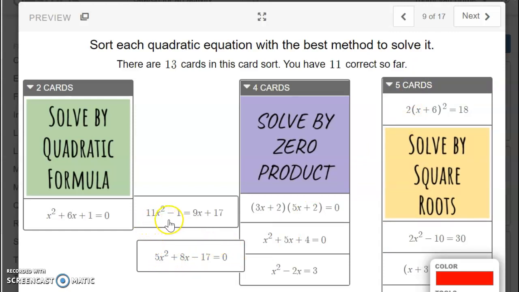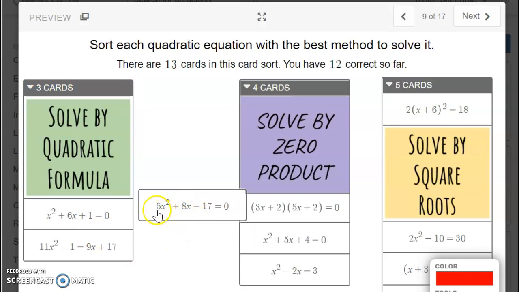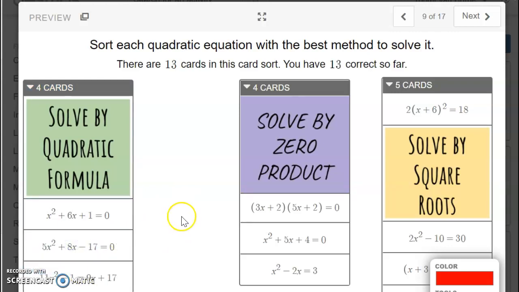And then 5x, so here you have 2x, so if I subtract 9, okay, so it's 11x squared minus 9x minus 18. Okay, so yes, this is maybe factorable, maybe not, but we're dealing with big numbers, so I am going to go with quadratic formula. And likewise with this, yes, I can factor this. Try to, let's see, 5 and then 1 and 7. Actually, this is not factorable. So that means it has to be solved by quadratic formula. So I have 13 cards correct so far.